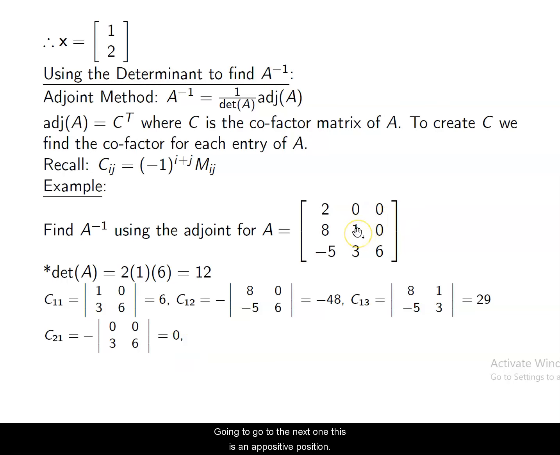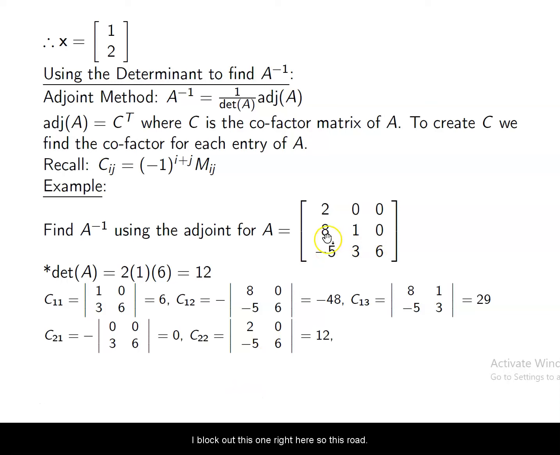I'm going to go to the next one. This is in a positive position. Delete this row, delete this column. I have 2, 0, negative 5, and 6. It's in a positive position, so I don't have to multiply it times the negative. This gives me 12. Then I block out this one right here, so this row, this column, it's in the negative position, and the submatrix is 2, 0, negative 5, 3. That just gives me a value of 6, and then I make it negative.